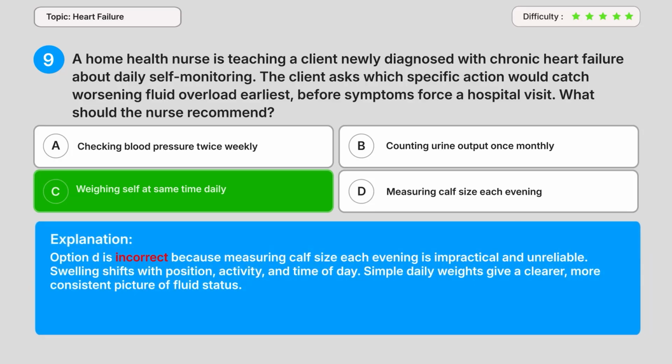Option D is incorrect because measuring calf size each evening is impractical and unreliable. Swelling shifts with position, activity, and time of day. Simple daily weights give a clearer, more consistent picture of fluid status. Daily weights sound almost too simple to matter, but they are the single most reliable catch for early fluid overload.